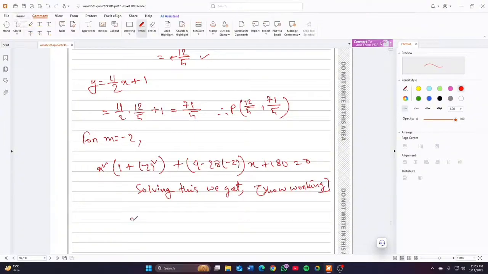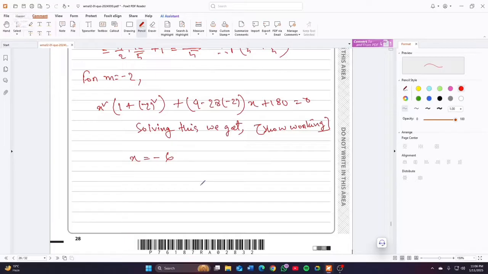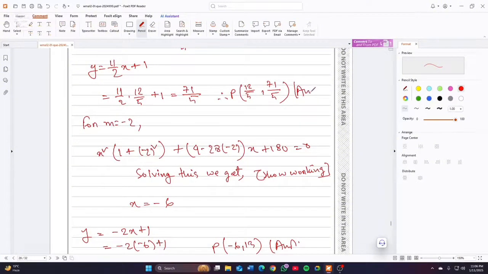So x will be equal to minus 6 for this value, therefore y will be equal to minus 2x plus 1. So minus 2 times minus 6 plus 1 is 13. Therefore we can find another value for p: minus 6 and 13. So these are the two values. This is the answer, two coordinates actually.